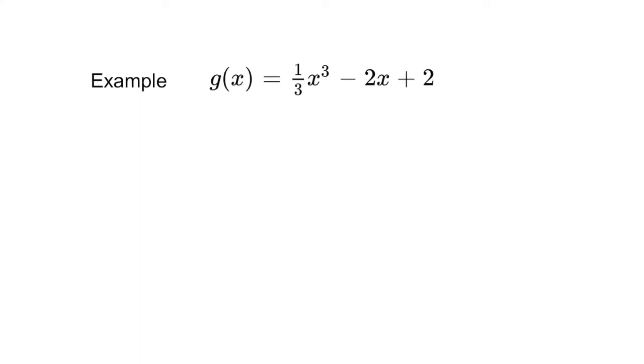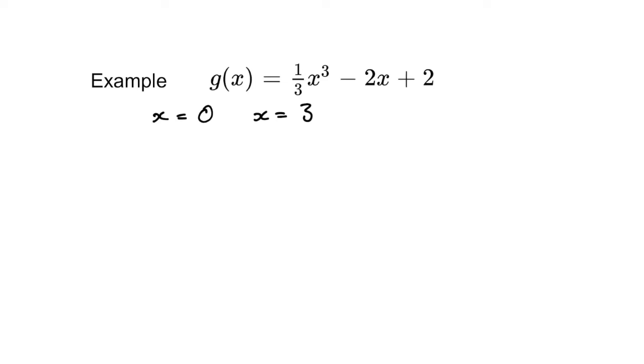Let's find the average rate of change for this example. So our equation is going to be g of x is equal to 1/3 x cubed minus 2x plus 2. And we're going to be looking at between two values of x, when x is equal to 0 and when x is equal to 3.